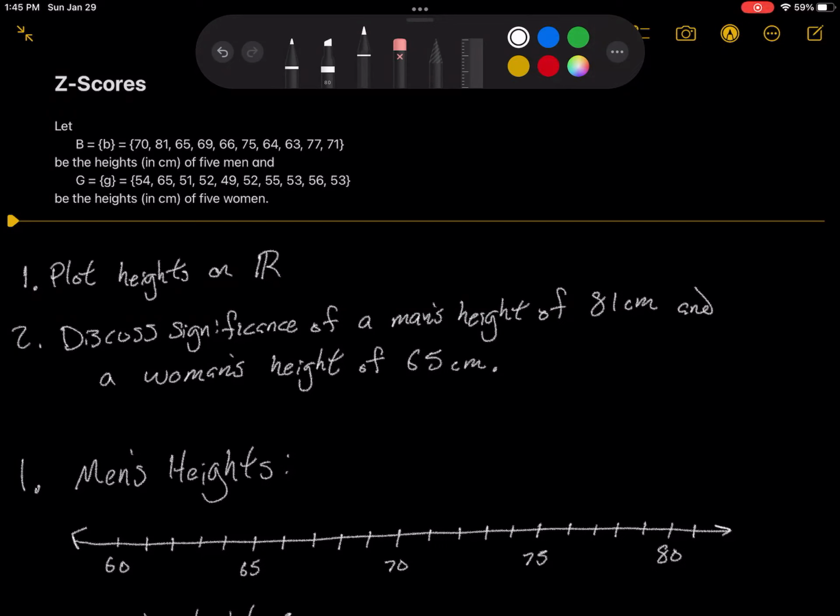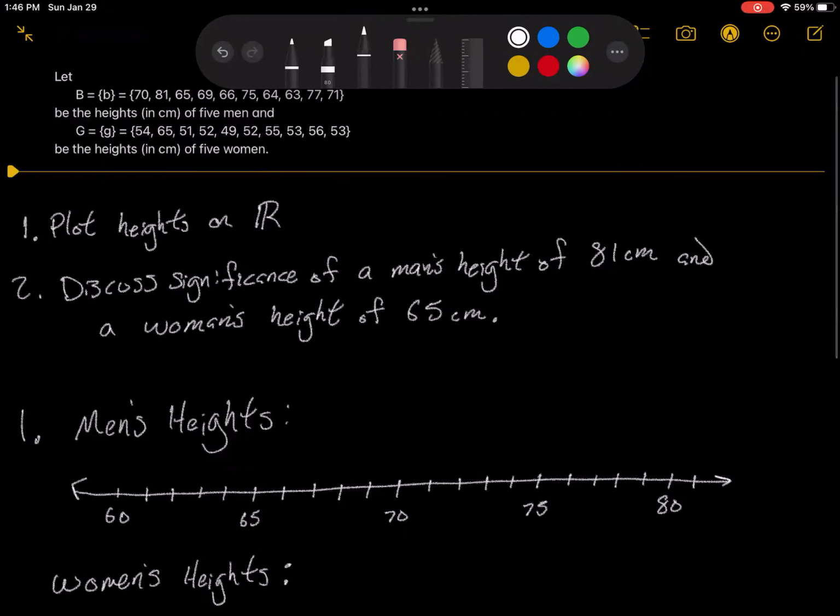So number one wants us to plot the heights on the real number line. So let's get a visualization of what this data looks like. For the men's heights, I have a point at 70, a point at 81, 65, 69, 66, 75, 64, 63, 77, and 71. All right, so those are all my men's heights.